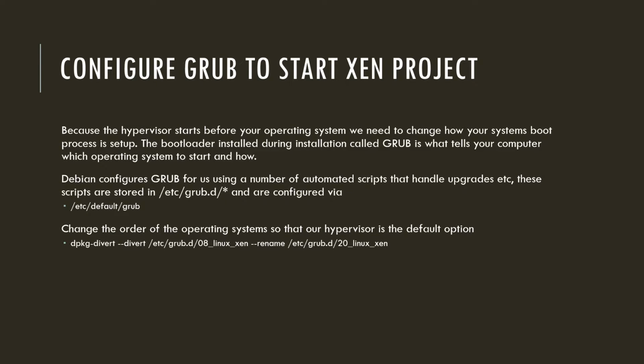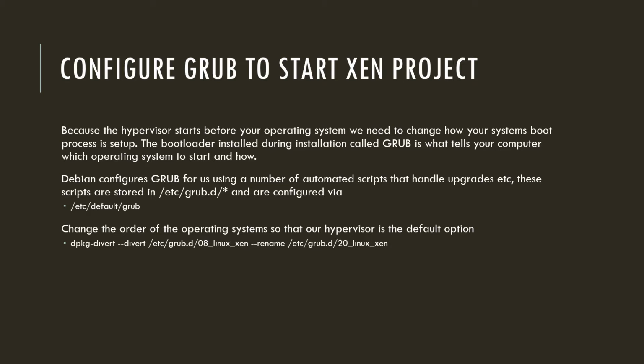So the next step would be to configure GRUB and to start the Xen Project. Because the hypervisor starts before the operating system, we need to change the way the system's boot process is set. The bootloader installed during the installation, called GRUB, is what tells your computer which operating system to use and how. So basically there'll be a priority difference, and hence we'll be switching the priority of our Debian OS to 1 and bringing up the Debian OS when the BIOS is loading.